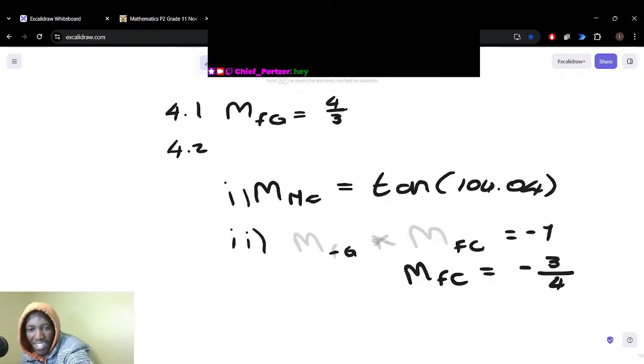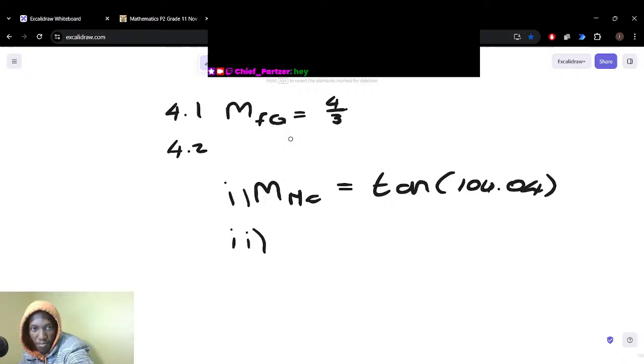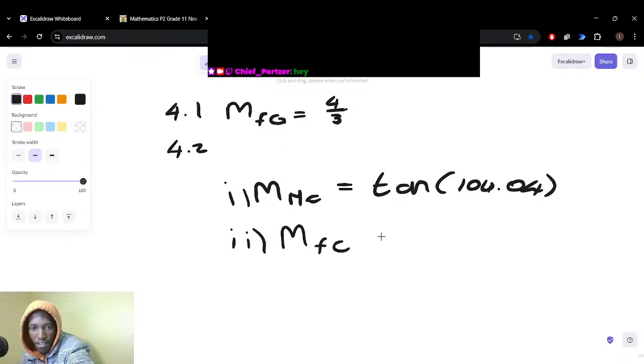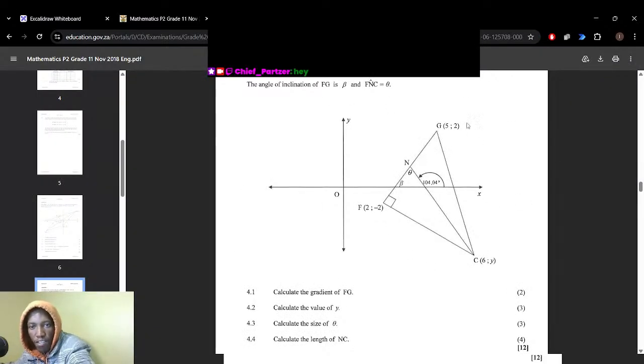So basically I'm writing down all the facts that I know. You write them down. FC's gradient is equal to -3/4. What other fact can we get from this? We can also calculate the gradient of NC since we have 2 points that are given. Oh wait, we can't. Why? Because we don't know the y coordinate. That's interesting.